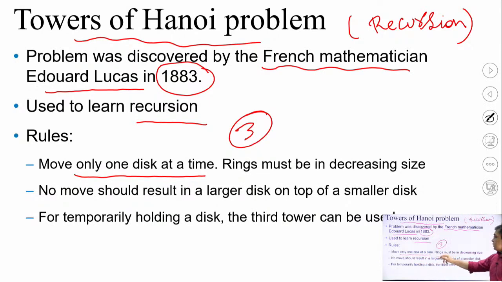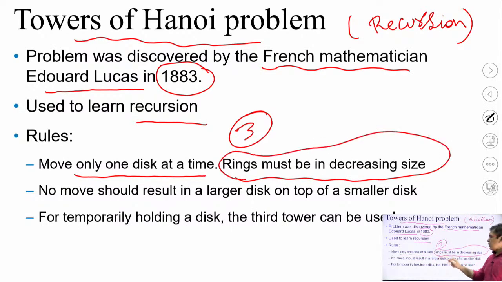Second, rings must be in decreasing size. The rings which you want to transfer are placed in decreasing size order. First the largest size disk, above it the medium size disk, above it the smallest size disk. So you need to place the rings in decreasing order, which means the small size disk does not come below the large size disk. The small size disk always comes above the large size disk.